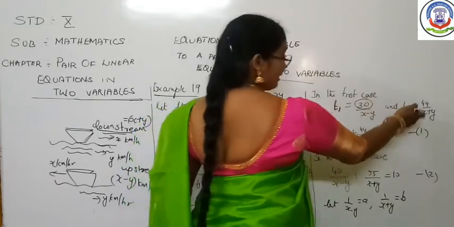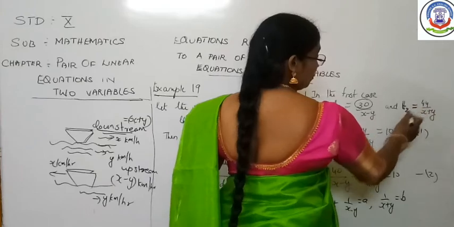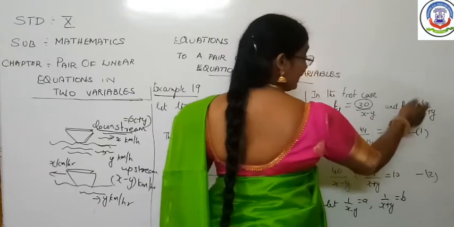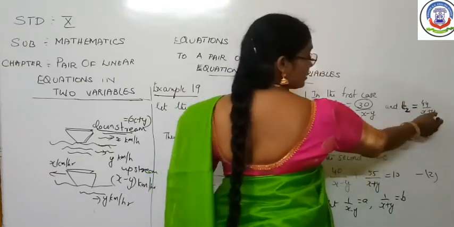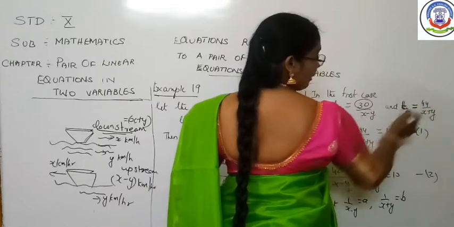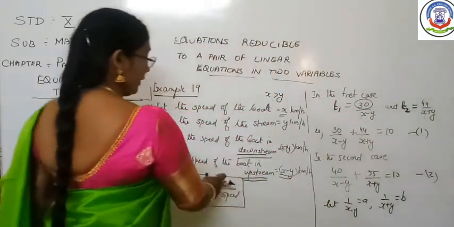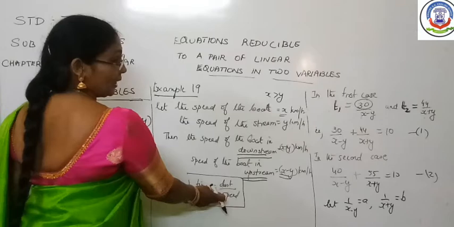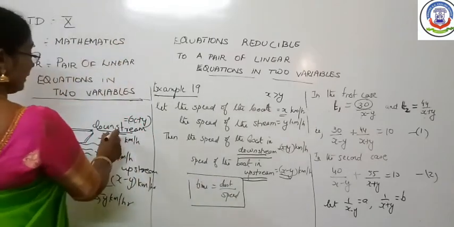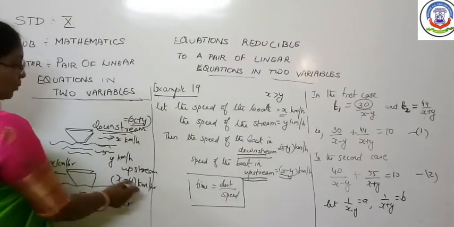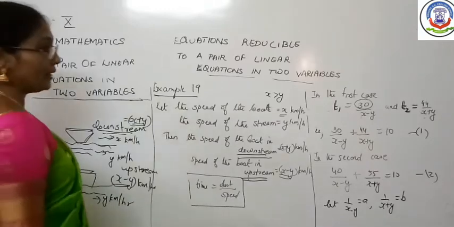Second case, T2 is equal to the time taken for the downstream. This is upstream, this is the downstream. That is 44 upon x plus y. That means the distance is 44 and the speed is x plus y, because we know that downstream it will be x plus y, and upstream it will be x minus y.